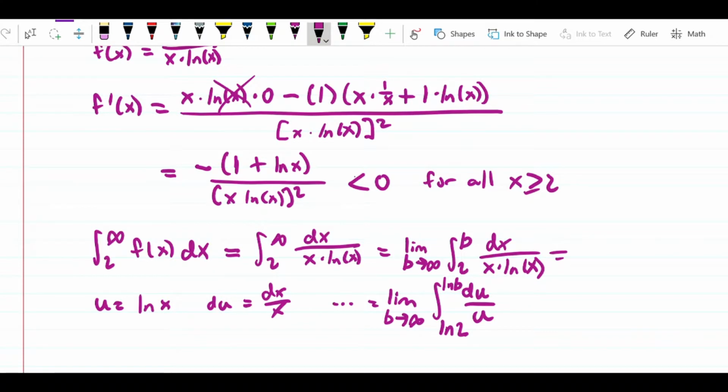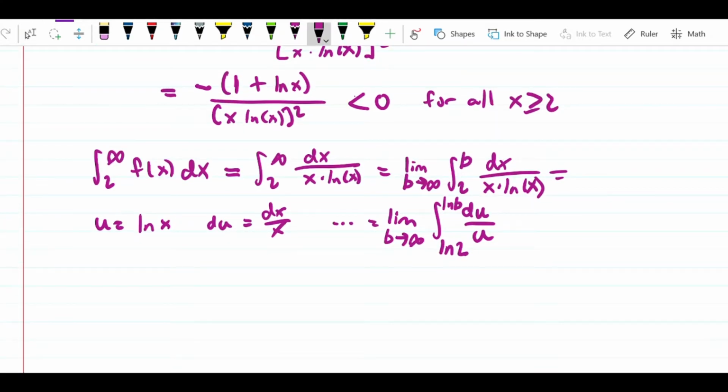I'm just going to show you a trick because I don't actually have to finish this problem, and I'll show you why. Since ln b grows to infinity, this limit can just be rewritten as the integral from ln 2 to infinity of du over u. Now why would I want to do that? The answer is because this is a p integral.